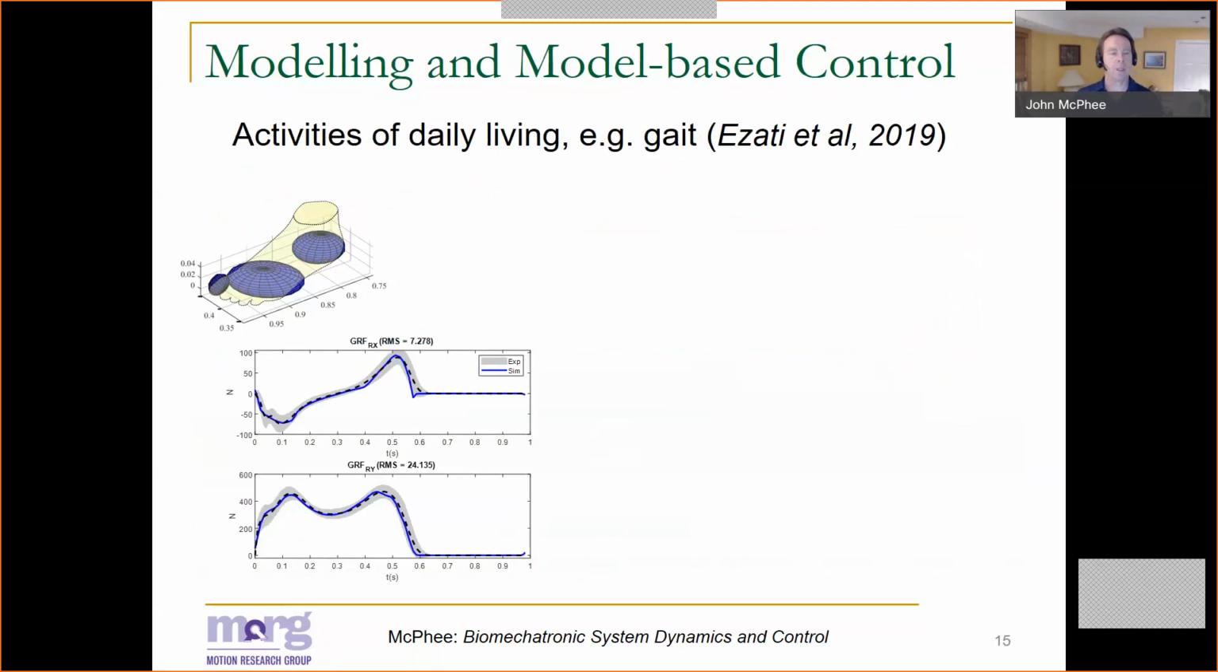What do we do for activities of daily living though? Somebody is walking or somebody is getting out of a chair. What is the cost function that the human is minimizing? This is a very challenging and open research question. So we've done quite a bit of work on modeling human gait. And in order to do a predictive simulation where we're not measuring ground reaction forces, we have to model them using detailed models of foot-ground contact.